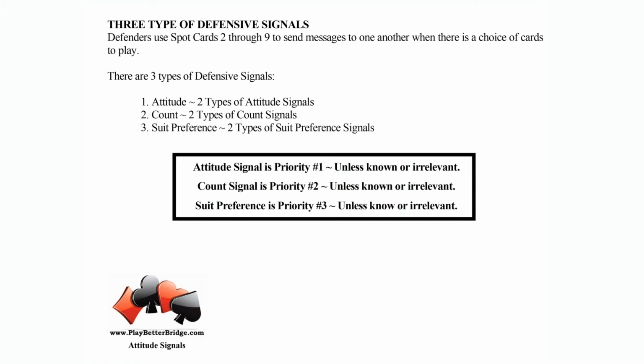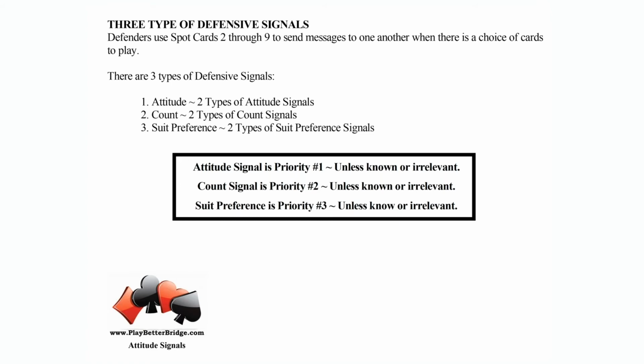Okay, so attitude in this lesson, our follow-up lesson will be count signals, and then our next lesson will be suit preference. So we'll spend a lesson on each, but they all interact. Every bridge hand will have attitude signals and count signals. We're going to find out that suit preference signals are only in suit contracts.